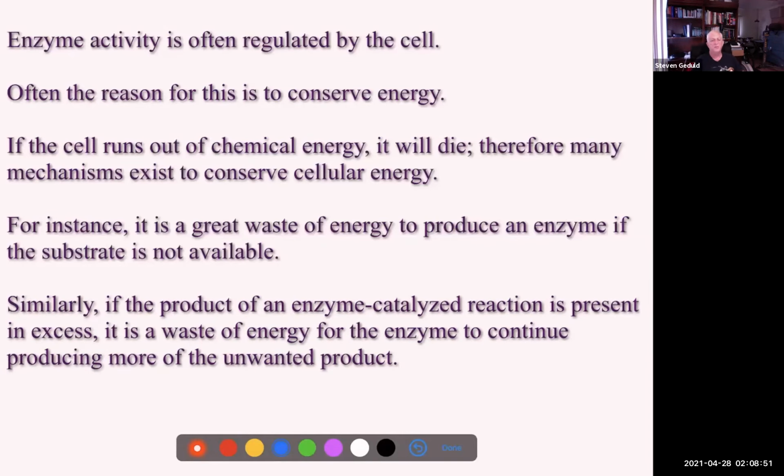Okay? So if the product of an enzyme catalyzed reaction is present in excess, so if you wanted to make, I'm trying to think of a good example. If you're taking your enzyme and your substrate and you're producing product and this product is just increasing, okay? The product is present in excess. It's a waste of energy of the enzyme to continue producing more product, right? So if the enzyme's working and making product and this product is building up, you want to stop this enzyme from working. Okay? Because there's already too much product there. Okay? You don't want to waste that energy.